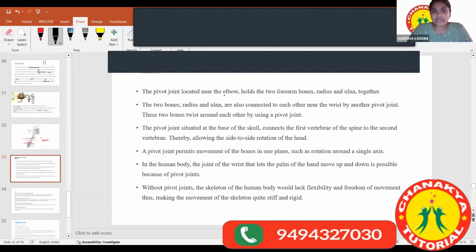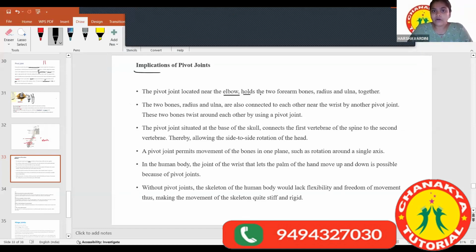The pivot joint located near your elbow holds the two forearm bones, radius and ulna, together. So basically you have a pivot joint here also. The elbow holds the two forearms. This is one forearm, and this is the other. Basically it is holding your two forearms. Ma'am, so it's a hinge joint. Yeah, sorry, hinge. Radius and ulna.